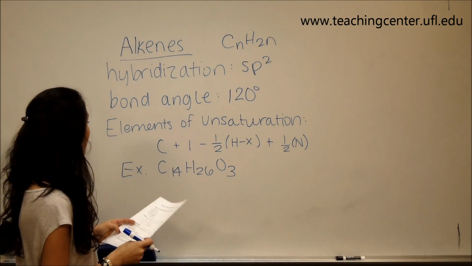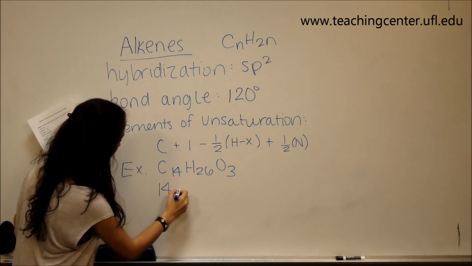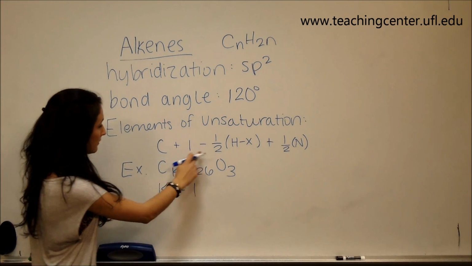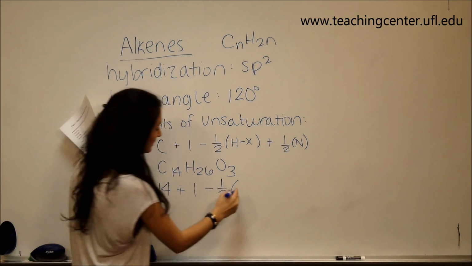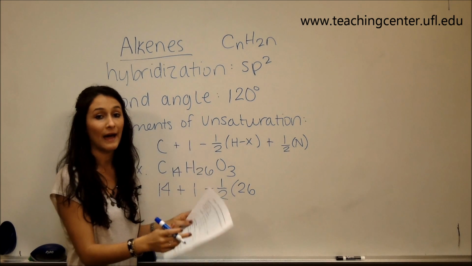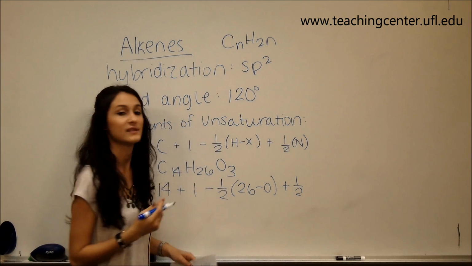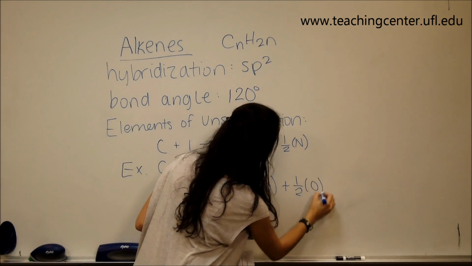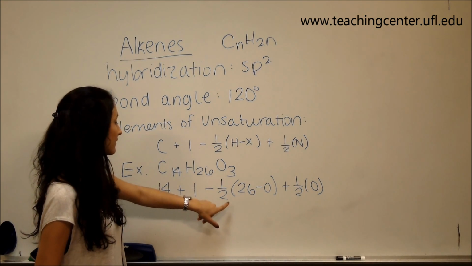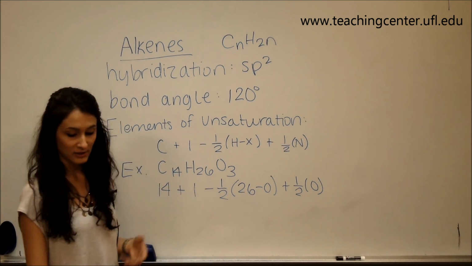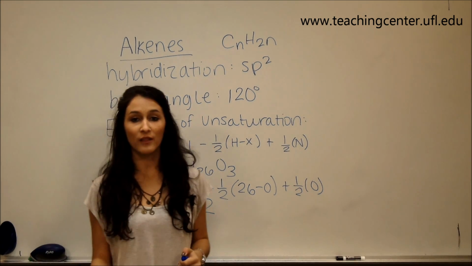Okay, so to determine the elements of unsaturation for this, you would plug in 14 for carbon. So 14 plus 1 minus 1/2 times, there's 26 hydrogens, and there's no halogens, plus 1/2 times the number of nitrogens, which is 0. So what we get here is 14 plus 1 is 15, minus 1/2 of 26 is 13. 15 minus 13 is going to be 2. So you have 2 elements of unsaturation.